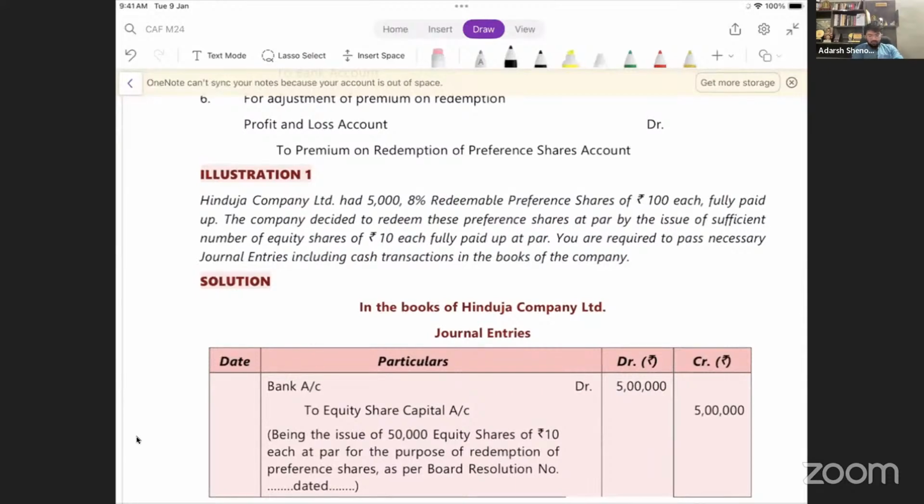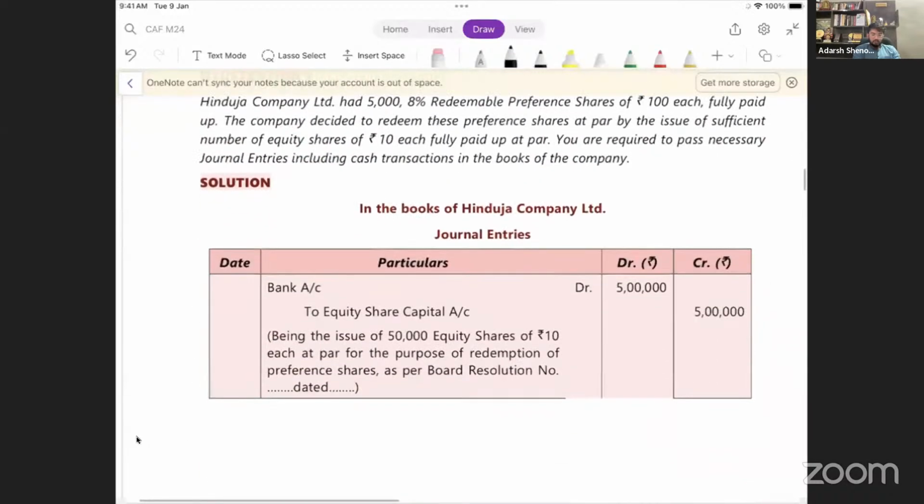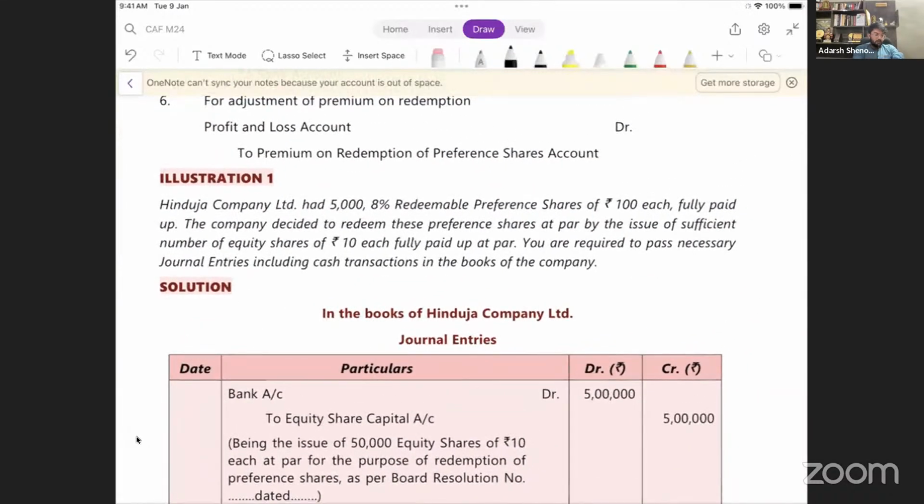Simple entries, simple solutions. This is illustration one, on page number 11.158. Hinduja Company Limited had 5,008% redeemable preference shares, 100 each, fully paid up. The company decided to redeem these preference shares at par, by the issue of sufficient number of equity shares of 10 each, fully paid up at par. So they're repaying the preference shares.